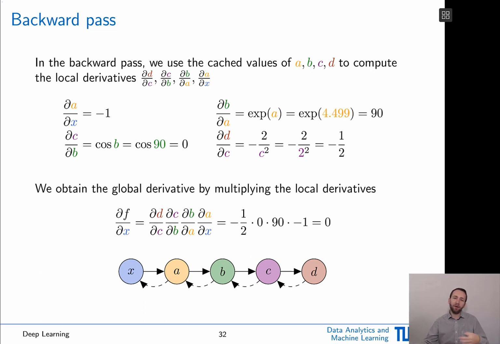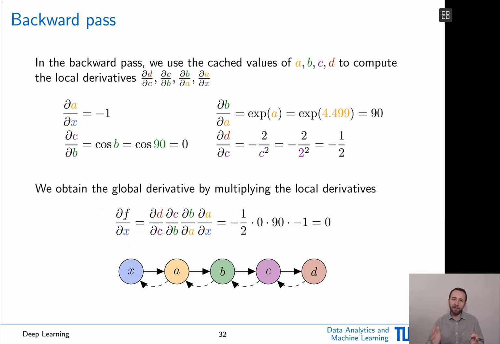So we have now computed these values for the local derivatives at the current point. You see what we did: in the first step, we computed the intermediate values in the forward pass. And now in a backward pass, we can go back and plug in our solutions to get the local derivatives. Here for D, we get the minus 1/2. Then we go here, we get the 0. We go here, we get the 90. We go here, we get the minus 1. And this is how we get the overall gradient. Again, this is what we're interested in.